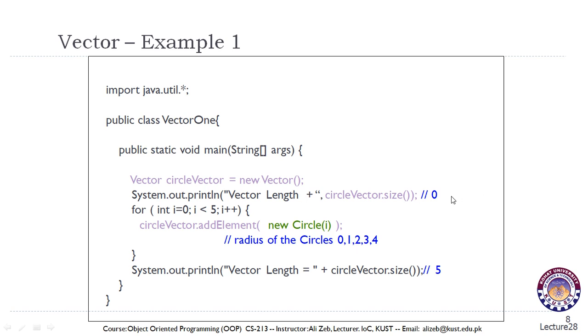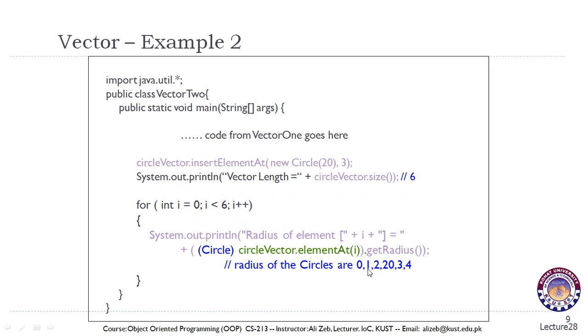The initial size of the vector is 0, as we have declared the vector without any size, and then we have added 5 elements to our vector using this for loop. When we measure the size of the vector, that will be 5.